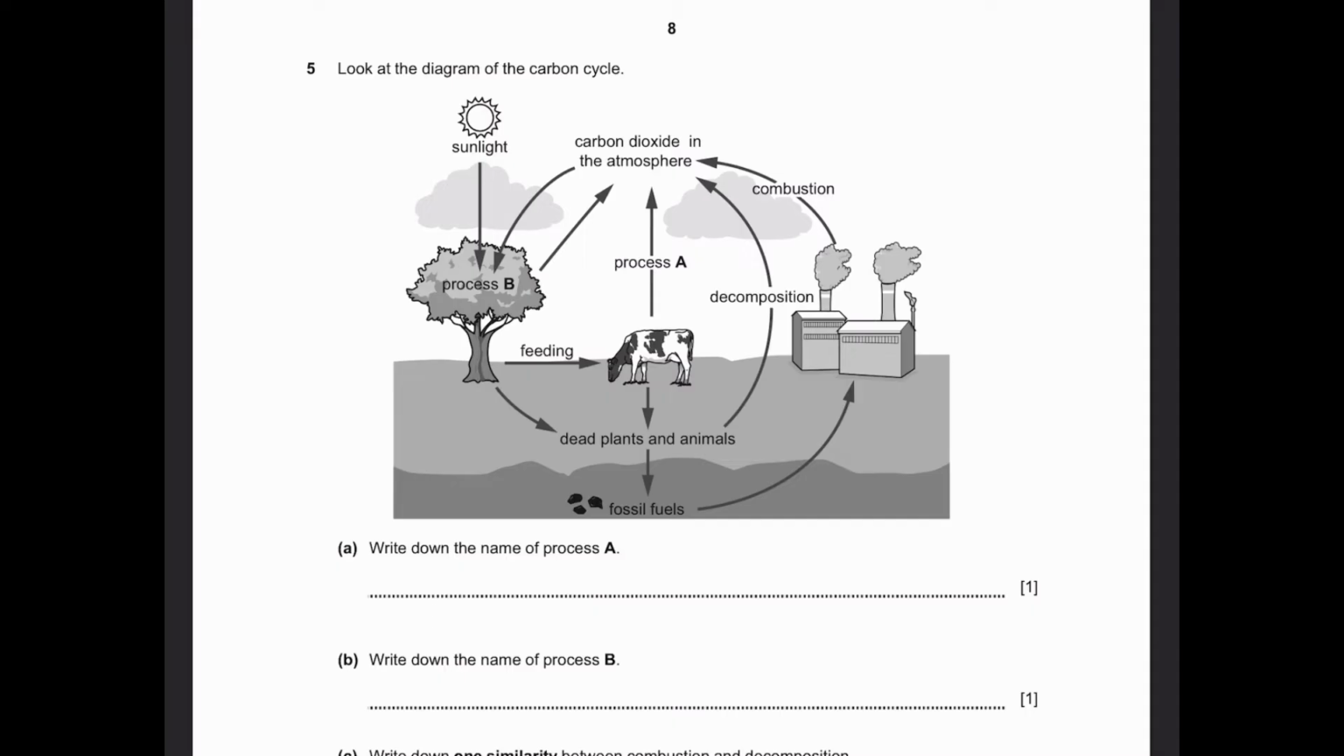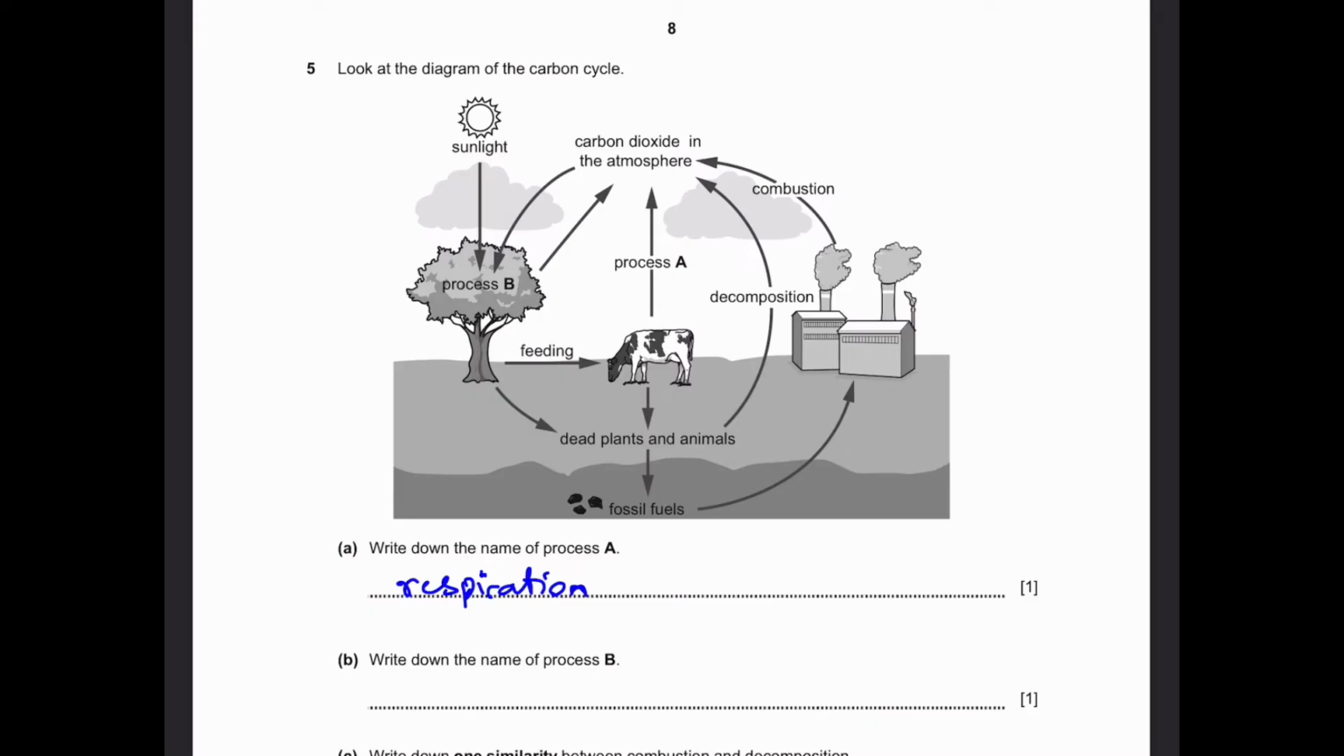Look at the diagram of the carbon cycle. A, write down the name of process A. Process A is how carbon dioxide goes from inside animals to the atmosphere, and this is of course respiration. We exhale carbon dioxide and this goes into the atmosphere.